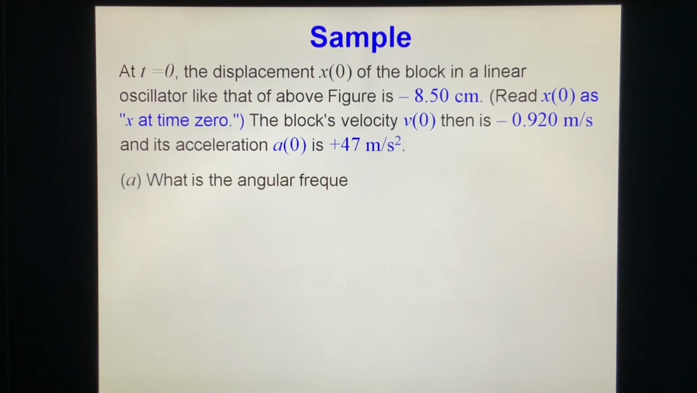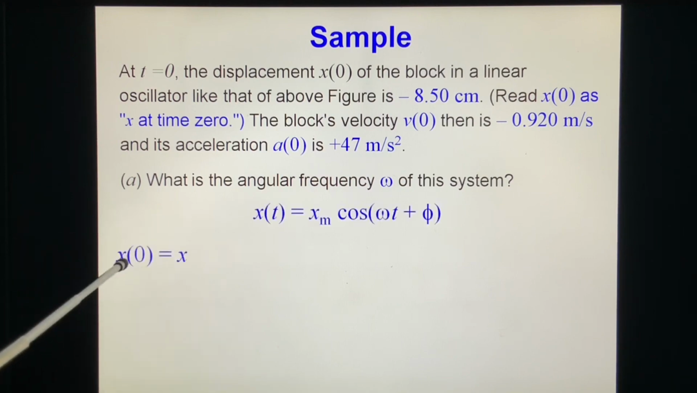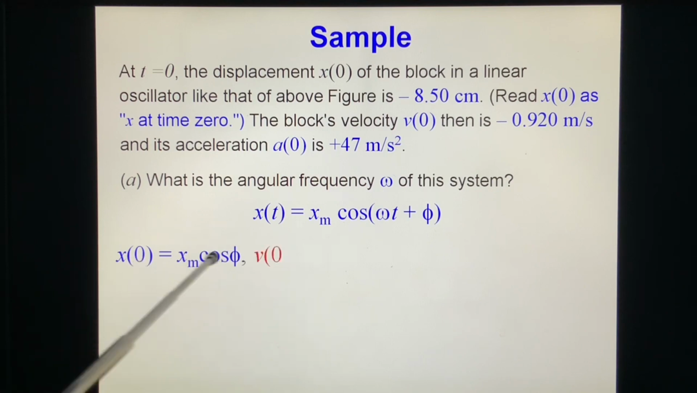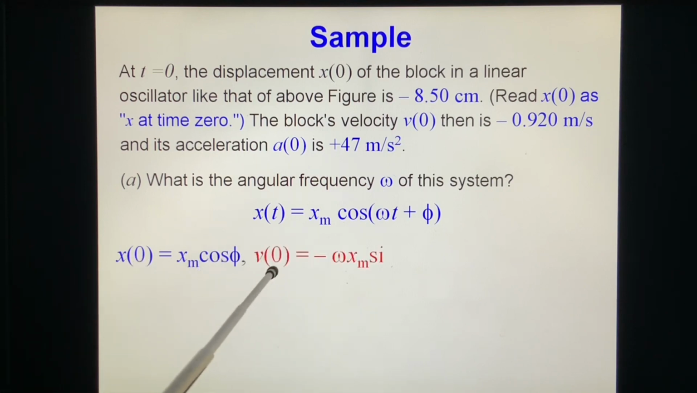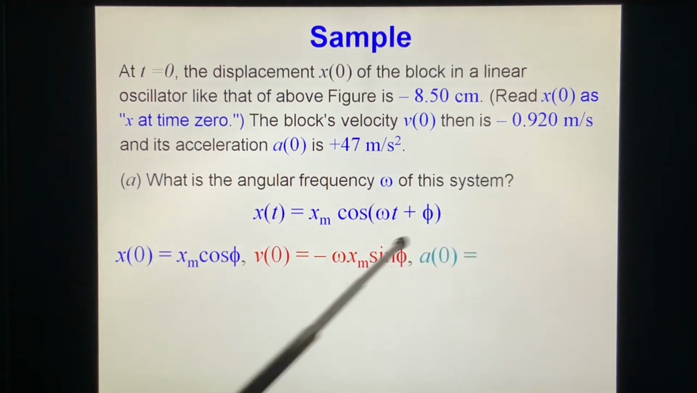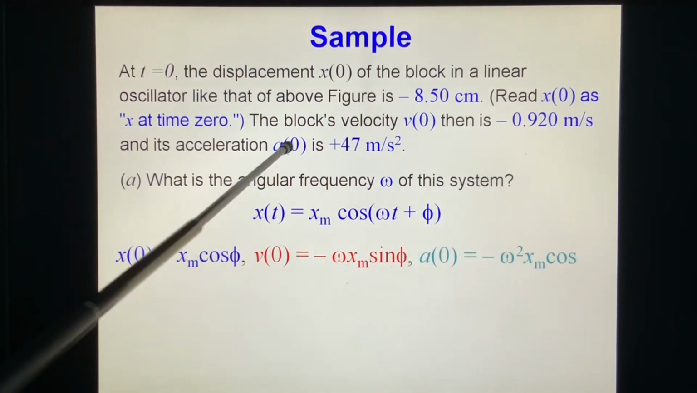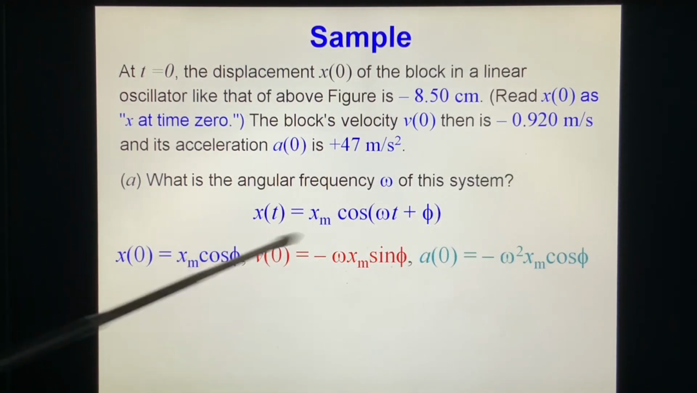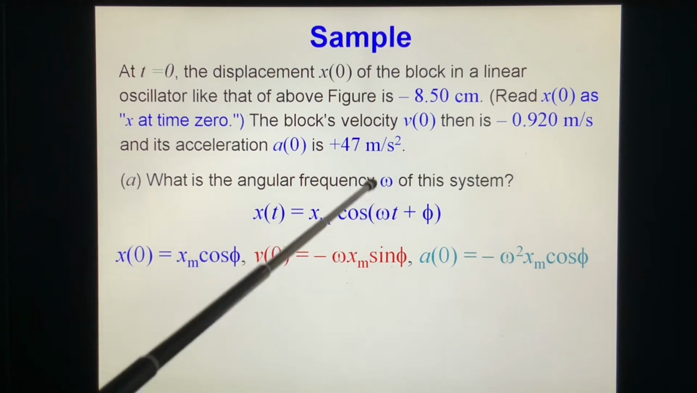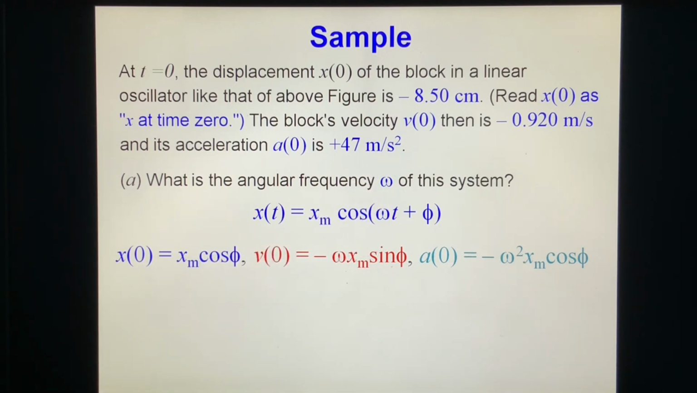Question A. What is the angular frequency omega of this system? Omega equals the square root of k over m, but we don't have that information in this question. What we have are three things: x at time 0, v at time 0, and a at time 0. We know these numbers, and we want to find omega. We look at these equations, which have omega in them.